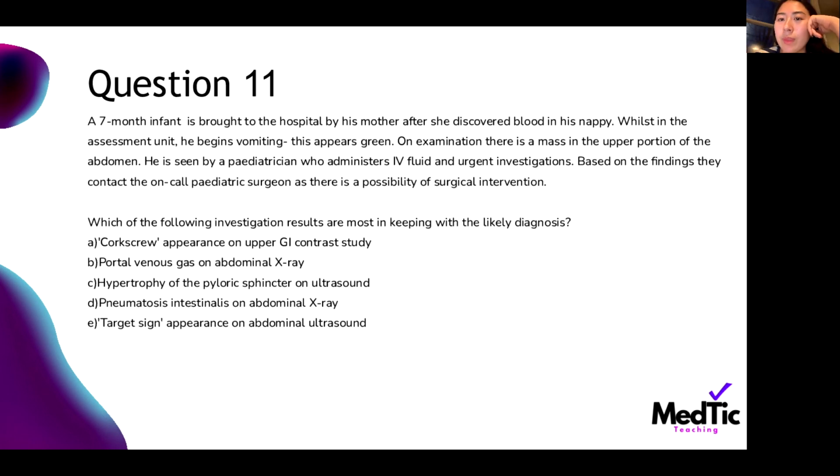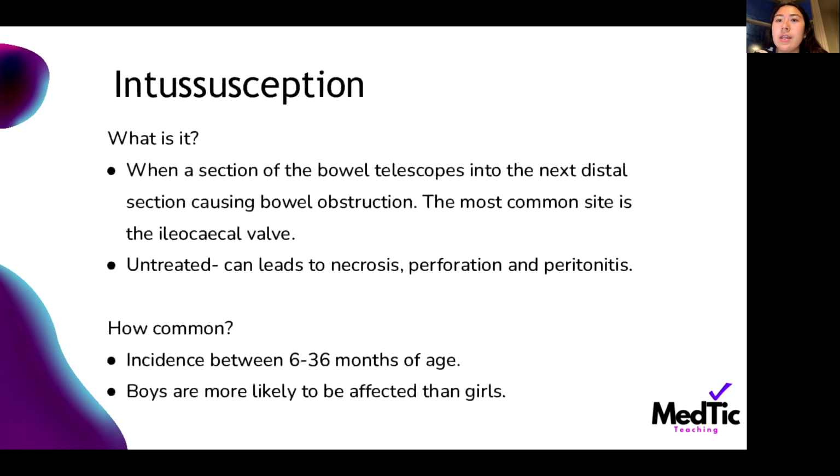Well done. In terms of what all the other findings mean, corkscrew appearance would be more in keeping with malrotation with volvulus. The portal venous gas on the abdominal x-ray and pneumatosis intestinalis, as we discussed before, is more indicative of NEC. The hypertrophy of the pyloric sphincter is more in keeping with pyloric stenosis. And then by default that leaves us with the target sign. So well done for those who got that right.